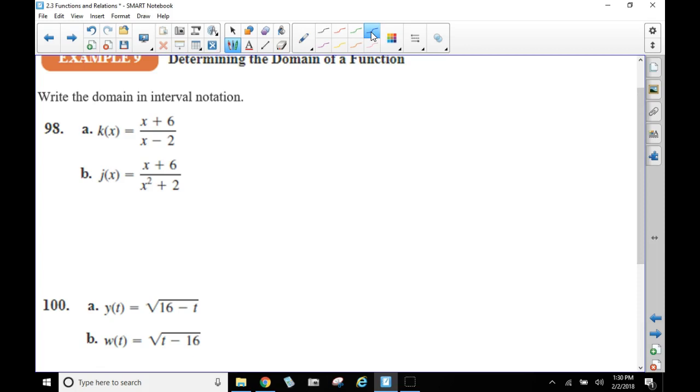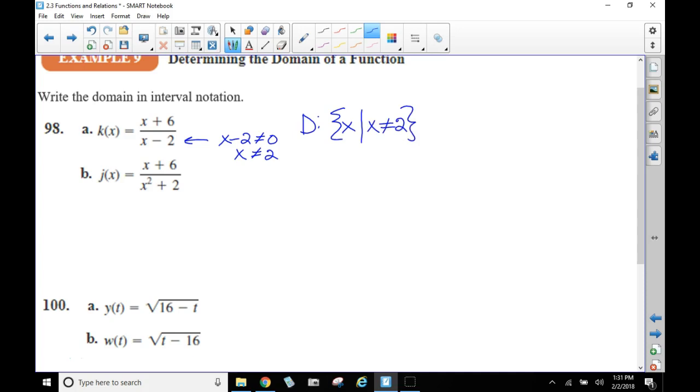But for right now, on number 98, okay, we want to make sure that the denominator can't be equal to 0. So we want x minus 2 to not be equal to 0. And if you think about adding 2 to both sides, you know that if x is equal to 2, that's going to make that denominator be 0. So the domain of the k of x function is everything but 2. You might say the set of all x values such that x is not equal to 2.